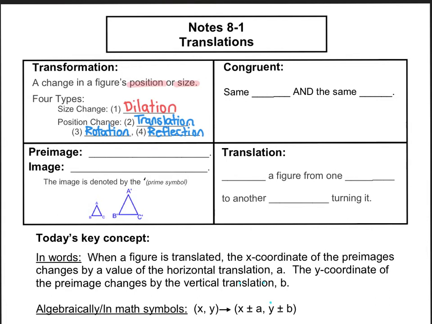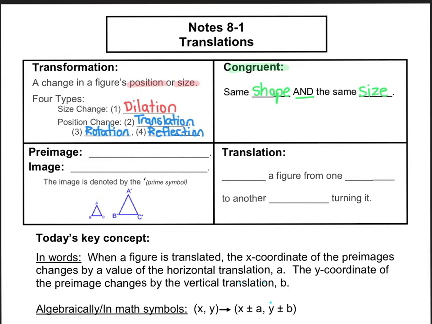So let's review another word that we talked about a lot in the last unit, and that word is congruent. Congruent means that it has the same shape and the same size. So for those last 3, translation, rotation, reflection, they're all going to be congruent because they are all going to be the same shape and the same size.